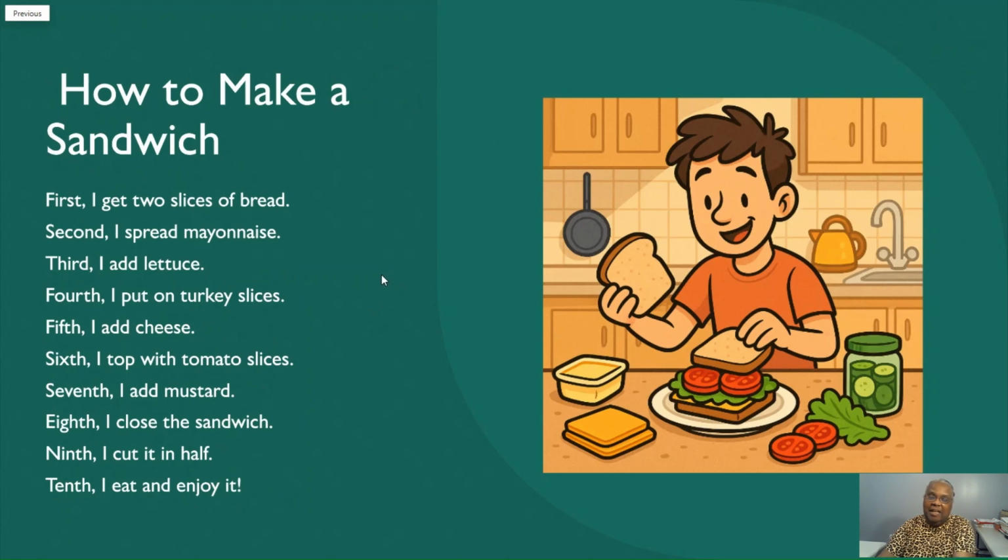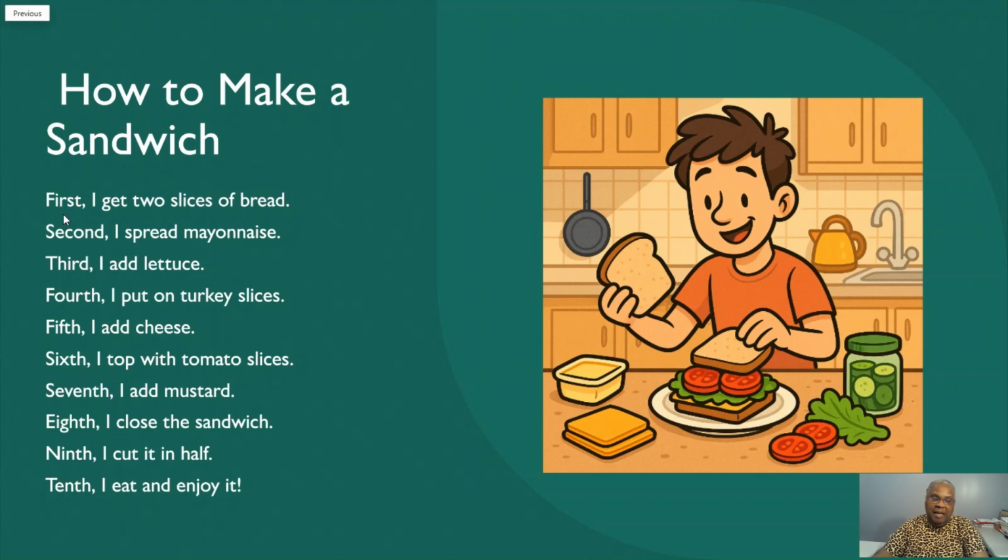Let's look at another example. This paragraph explains how to make a sandwich. Each step is in order and uses ordinal number words. Follow along as I read the paragraph that's about how to make a sandwich.